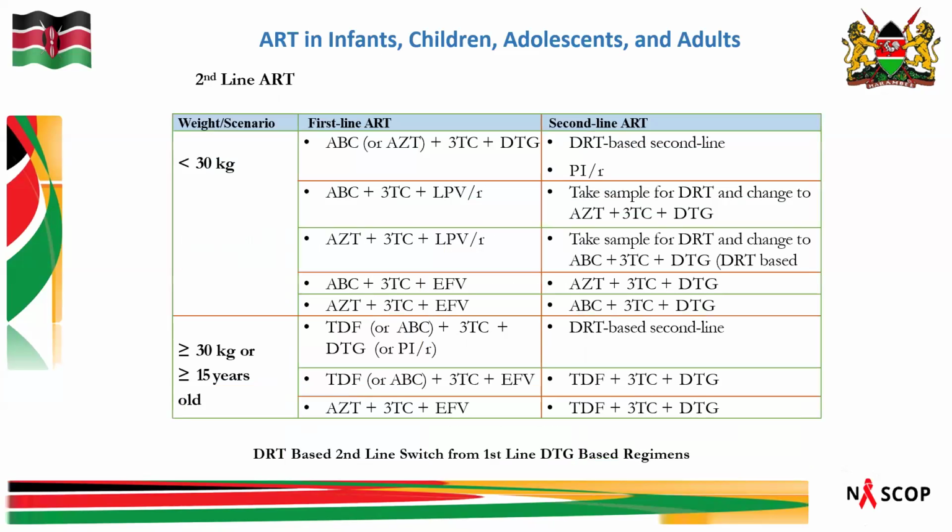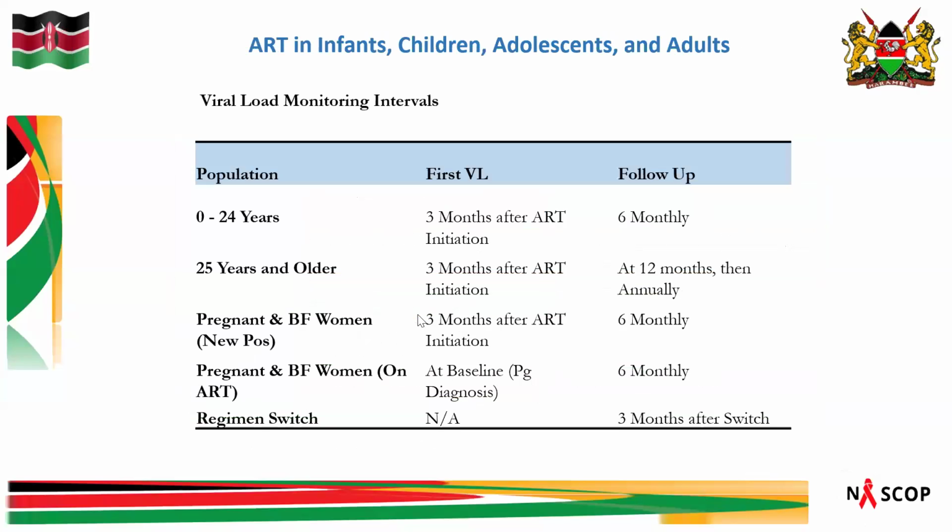Second line, it is illustrated. We are using ABC or zidovudine plus 3TC plus DTG if somebody is less than 30 kgs.